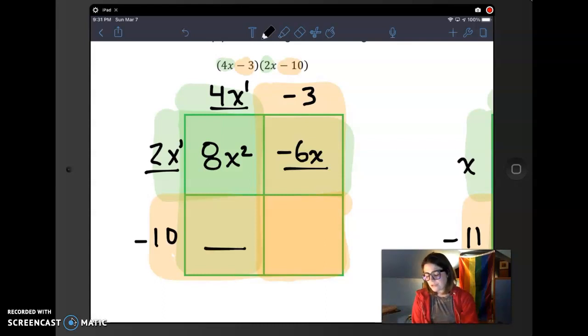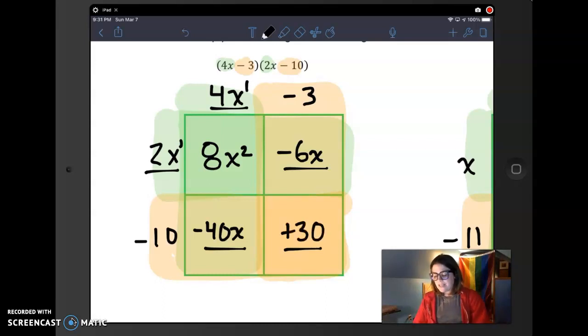All right, and then we're going to do this one next. 4x times negative 10. So the big numbers multiply. 4 times negative 10 gives us negative 40. And then the x is alone. We don't have any other x's to add to it, so it's just x, which is secretly x to the 1. Finally, we're going to do negative 10 times negative 3 to get positive 30 in this box. And there's no x's on either monomial, so we get just positive 30, no little numbers to add together on that one.